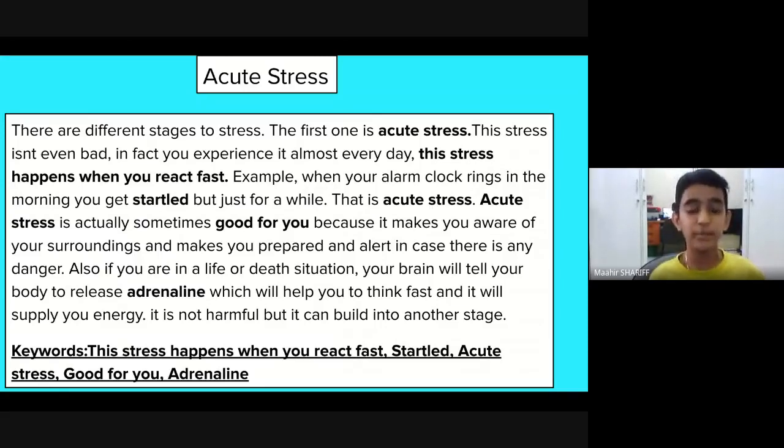Some of you might be asking why we have all these bolded words. Well, those are the keywords, as you may have spotted at the bottom. So the keywords for this slide are: stress happens when you react fast, startle, acute stress, good for you, and adrenaline. So next slide, please.